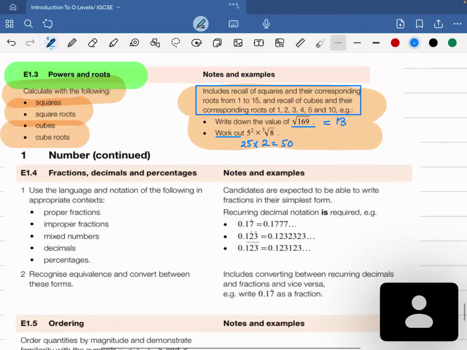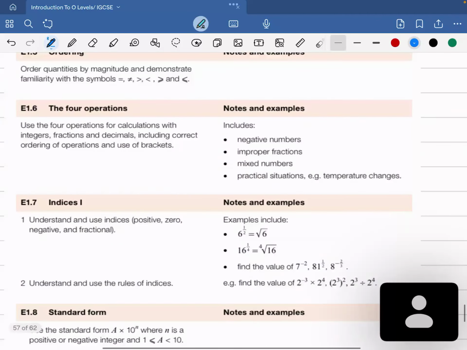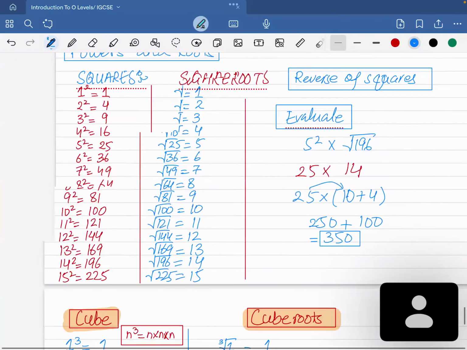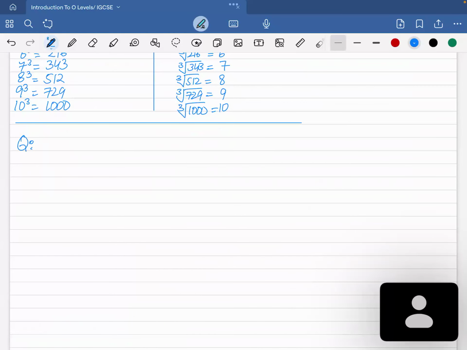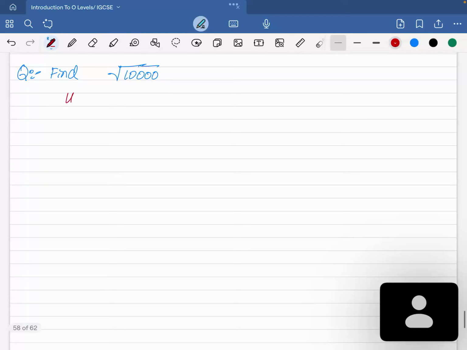It means that we understood how to calculate powers and roots. Any problem? No, sir. For example, if you get a question like this, find the square root of, for example, 10,000. 10,000 is a number in front of you, but you have to use this technique. Remember that. Use prime factorization.